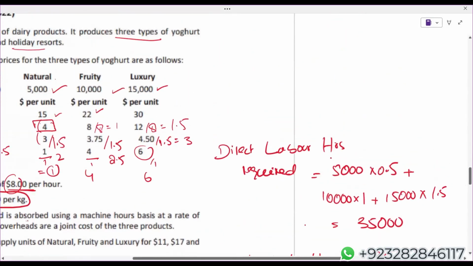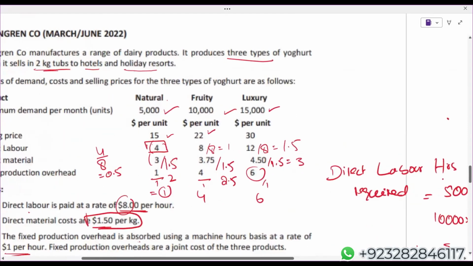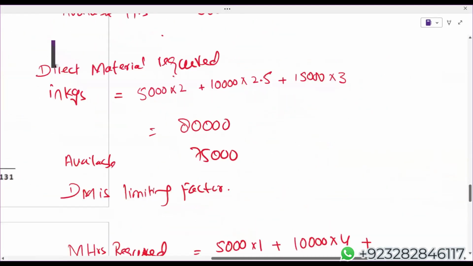The selling price of luxury is 30. Direct labor is 12 minus 12. Direct material is 4.5 minus 4.5. So luxury, I'm getting 13.5 contribution.